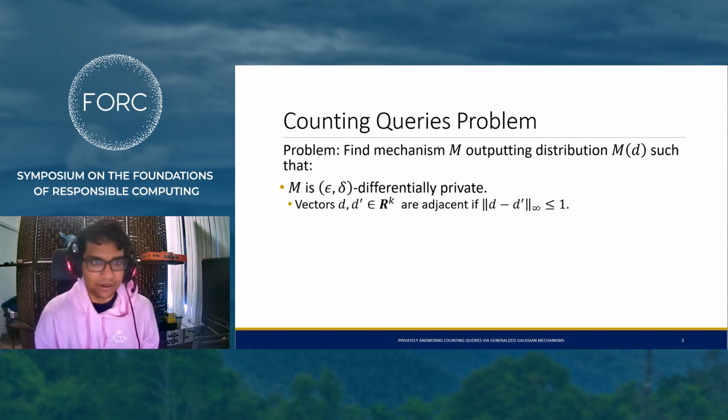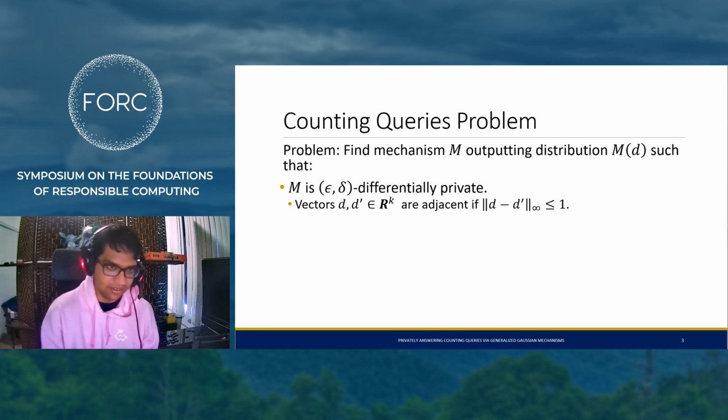So in the setting of counting queries, for two adjacent databases, their corresponding vectors have the guarantee that the L infinity norm of their difference is at most one. So the idea is these vectors, the statistics they're tracking, are counts of the users in the database that satisfy some property. And so adding or removing a single user can only affect these counts by at most one. That is to say, it can only affect the coordinates by at most one.